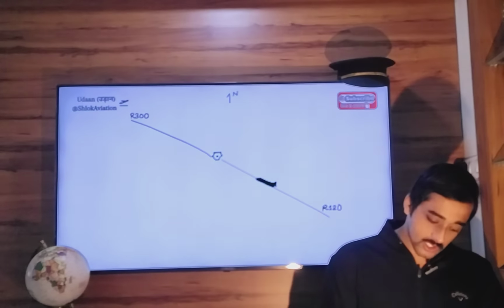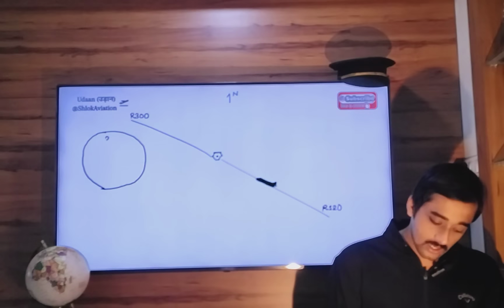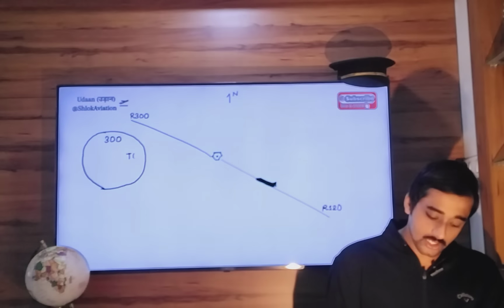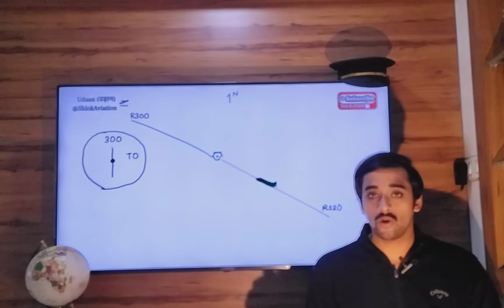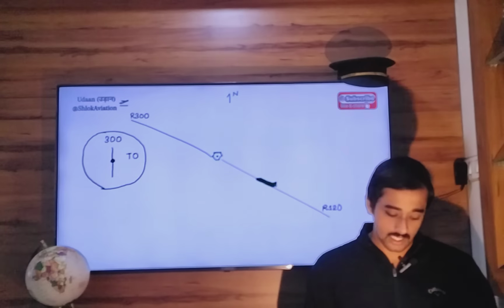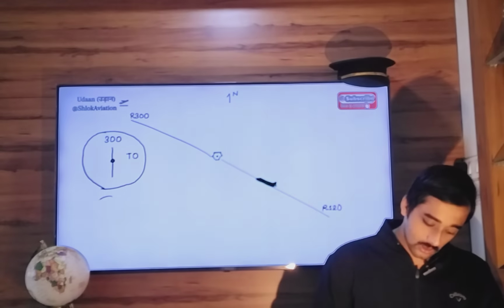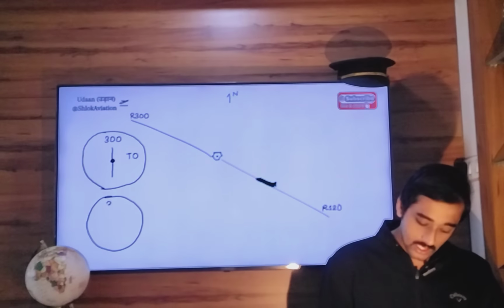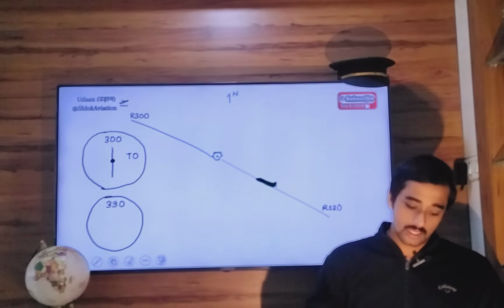Now, the first possibility: with this picture, your OBS should read 300. You will get a TO indication and the CDI needle will remain in the center if you are positioned correctly on the center line of this radial 120 inbound. Now if you change your OBS setting to a new reading, in the question it's 330. So now OBS reads 330. So radial 330 is to the right of radial 300.